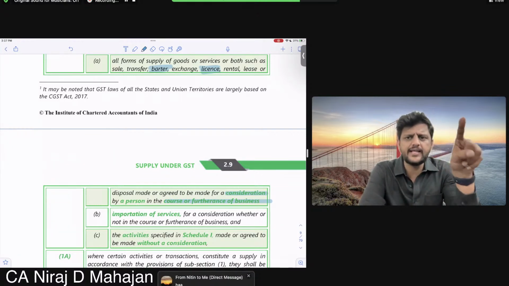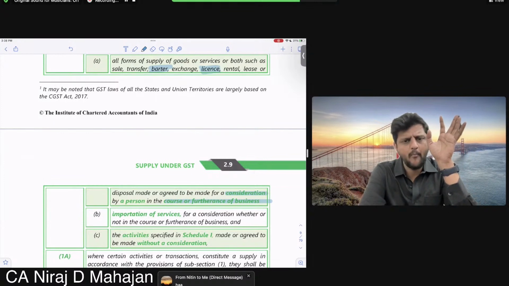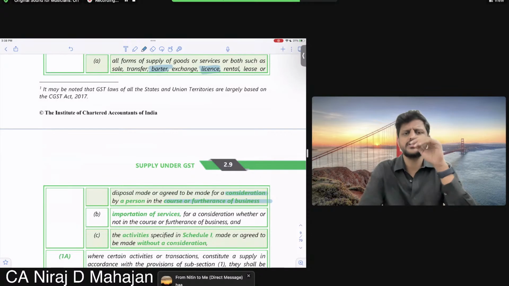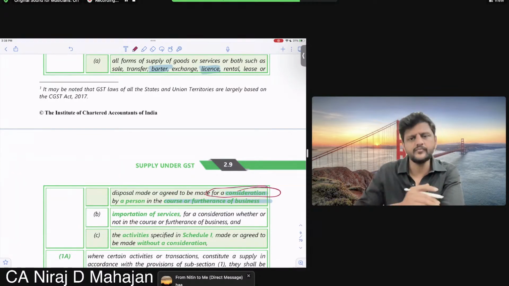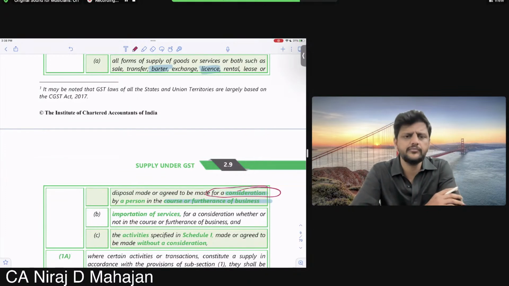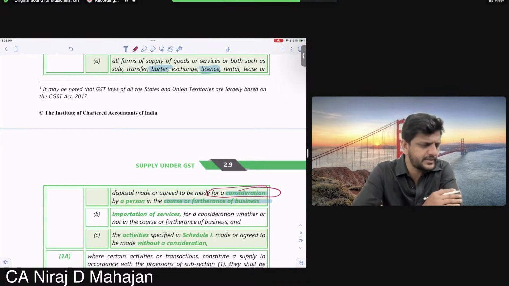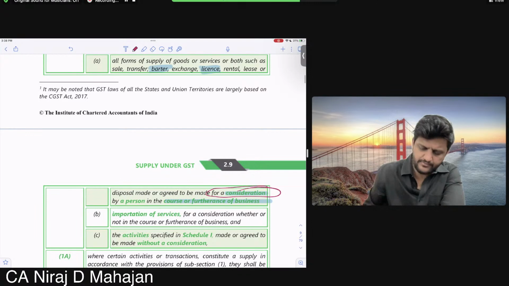But is a supplier getting consideration or not? Yes, because it is clear cut given. The supplier is getting consideration. For a consideration, by a person, that this supply is done in the course or furtherance of business. Simple, that is.